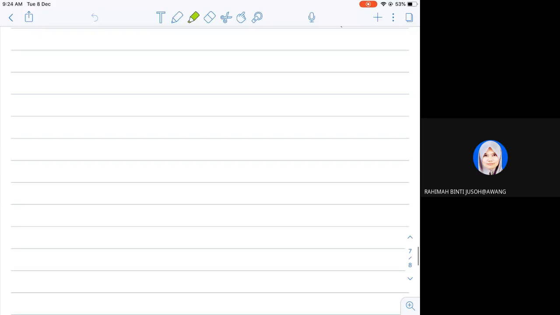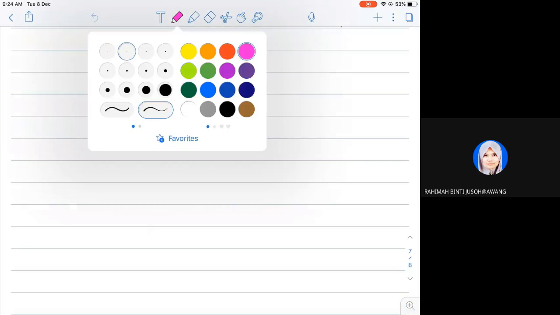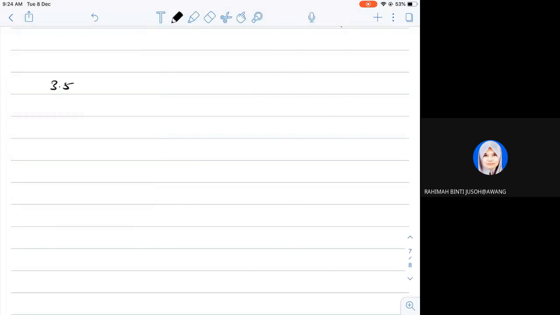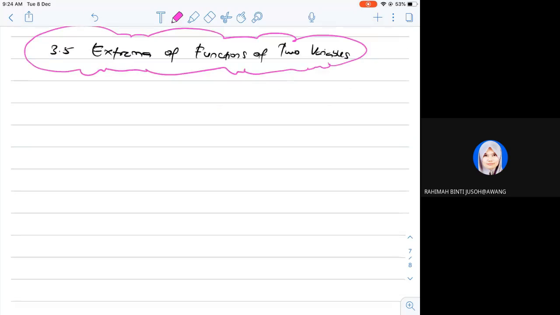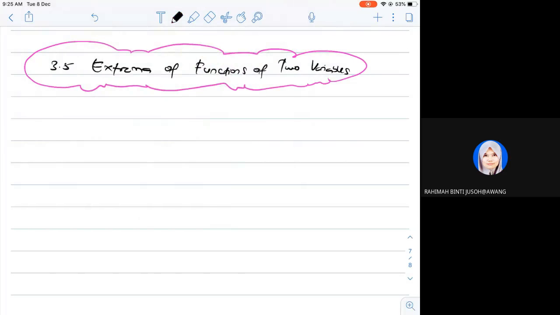Extrema tu plural, extremum tu satu. All right. So steps. Subtopic 3.5. Extrema of functions of two variables. I will explain the step by steps first. Okay, normally you will be given a function of f(x,y). Okay, this will be given.